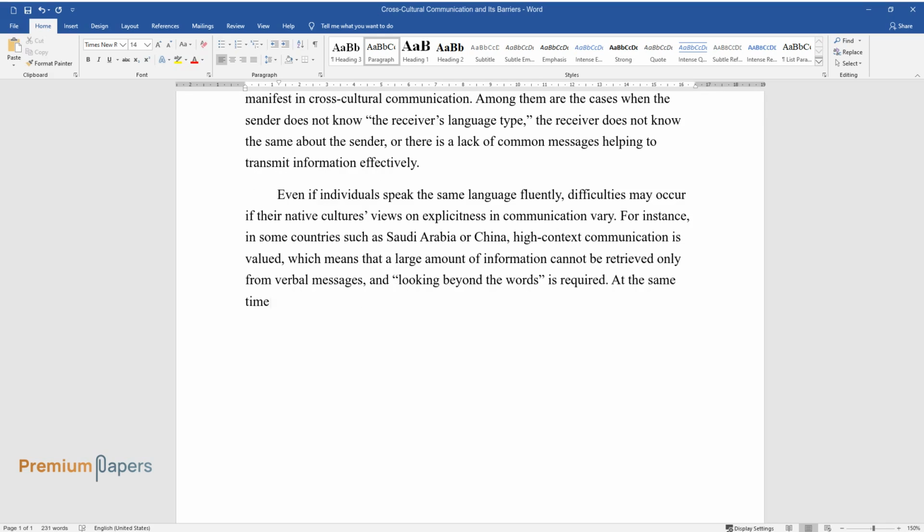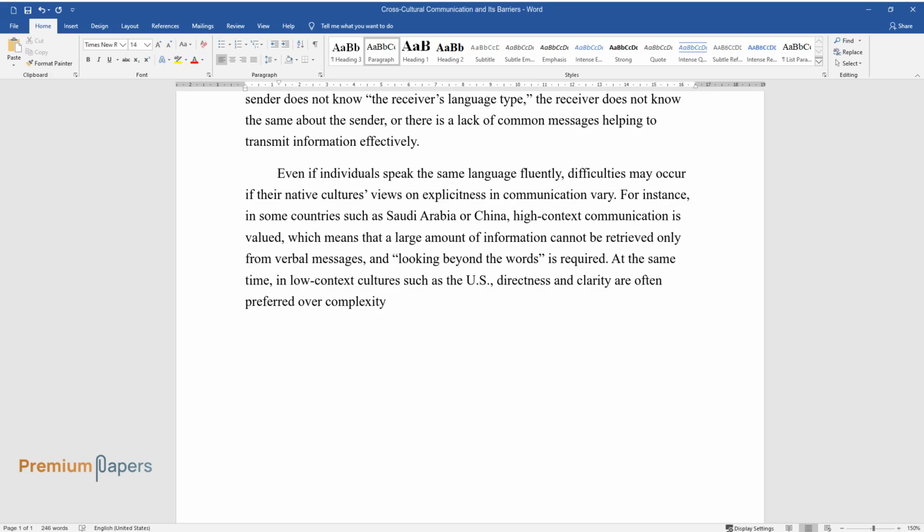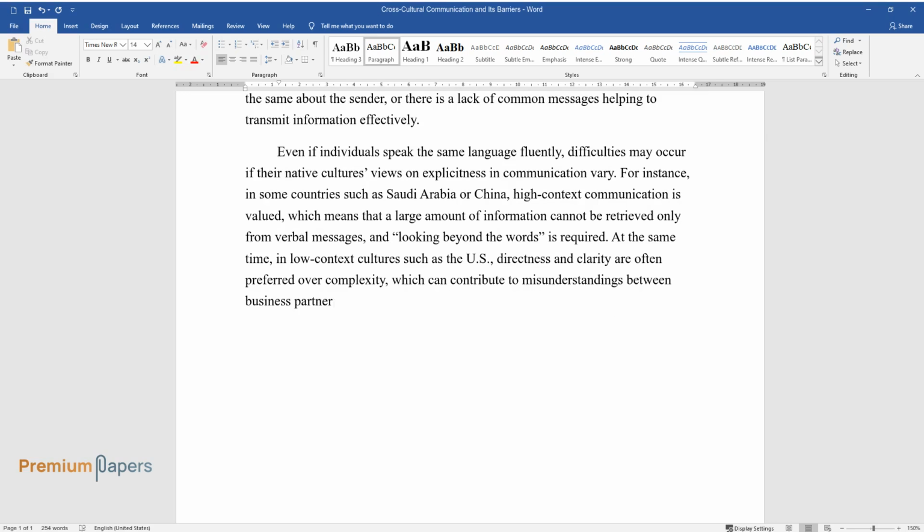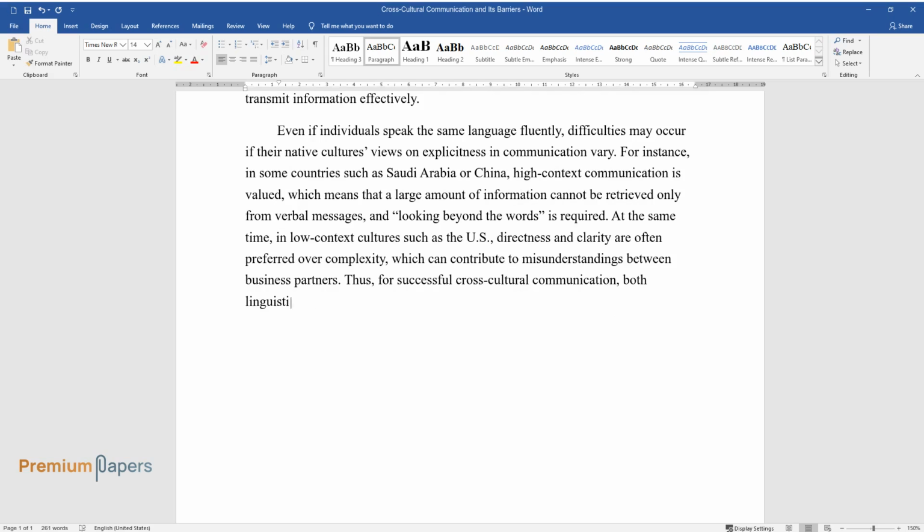At the same time, in low-context cultures such as the US, directness and clarity are often preferred over complexity, which can contribute to misunderstandings between business partners. Thus, for successful cross-cultural communication, both linguistic competence and cultural awareness are required.